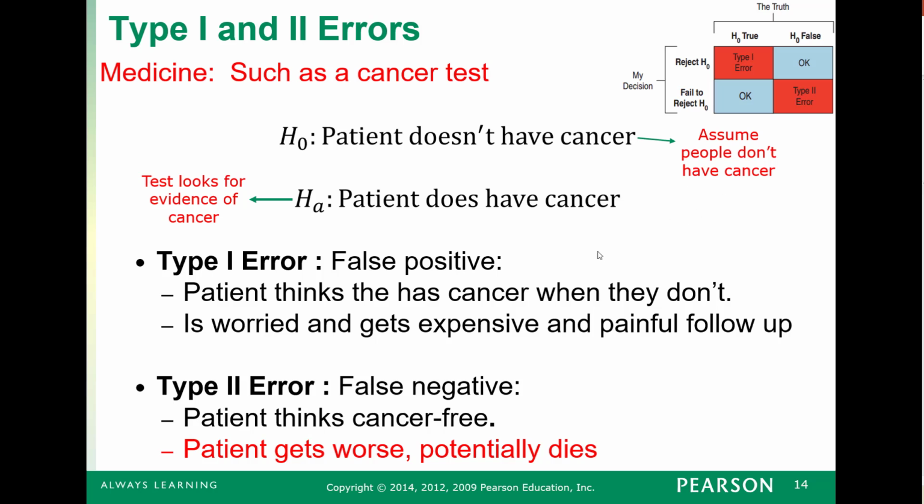So this is an example of when a type 2 error is the worst mistake. We'd rather have a false positive than a false negative. But in some hypothesis tests, a type 1 error is the worst mistake.